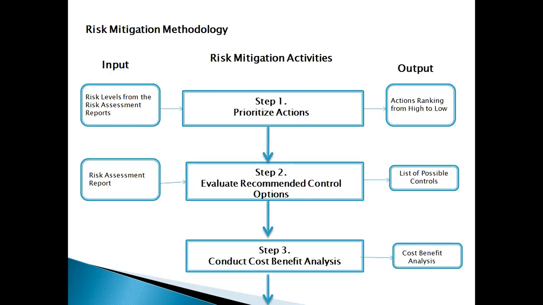Step 2 is evaluate recommended control options. Here, evaluate the controls recommended in the risk assessment process. And here, output is a list of feasible controls. Now, step 3 is conduct cost benefit analysis. To aid management in decision making and to identify cost effective controls, a cost benefit analysis is conducted. And output of this step is a cost benefit analysis describing the cost and benefits of implementing or not implementing the controls.